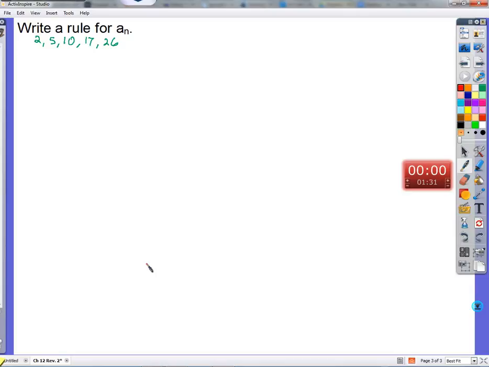Okay, so write a rule for a sub n. I'm not telling you that it's geometric or arithmetic. It's just a sequence, and I'm asking you to find a rule. What's another word for rule? Yeah, formula. Find the formula that gives us a sub n.